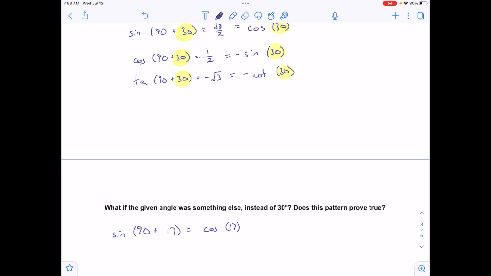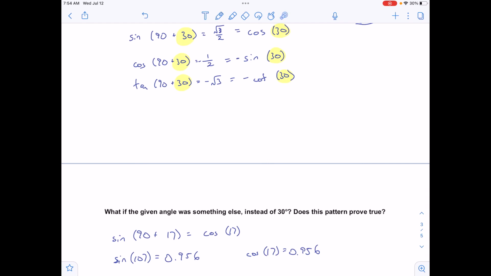Okay, well, 90 plus 17 is 107. And sine of 107 is about 0.956. Cosine of 17 is the same. Amazing! And so we can simplify these rules, these Q2 rules once again, okay?